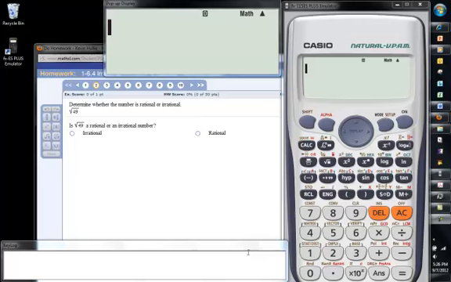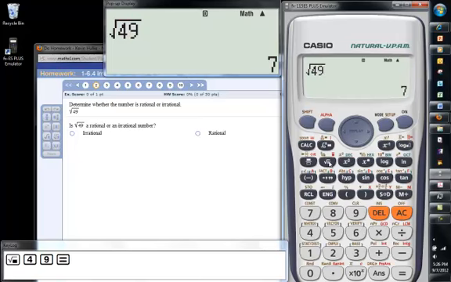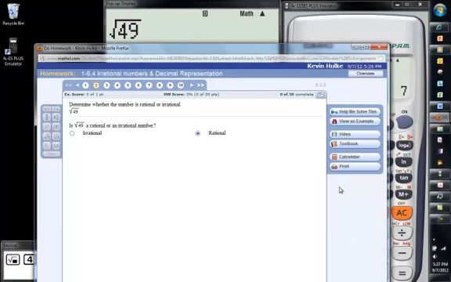Your calculator is particularly good at working with radicals. Let's look at this one. We're supposed to determine whether it's rational or irrational. So if we type the square root key and then 49 and press equals, because it comes out to be 7, we know for sure that it is a rational number.